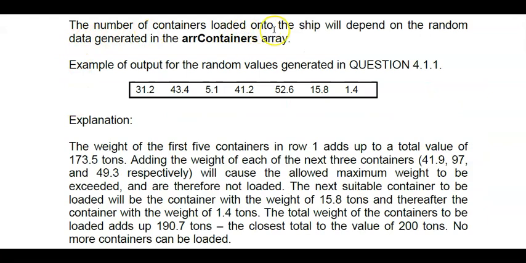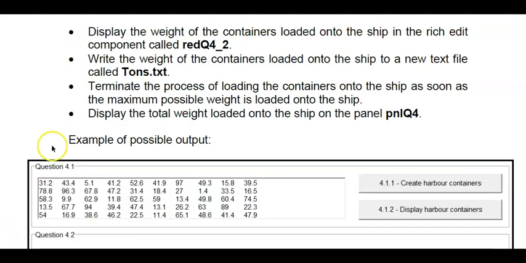The number of containers loaded onto the ship will depend on the random data generated. Remember, you are generating random numbers, so they won't look the same. The examples they used here, though, was from that array temp containers. So if you want to use that and replace it in your code to test that it's working properly, that's fine. Just remember to change it back before the end of the exam to array containers. And then they give you a long explanation here. That's basically what I showed you just now. They ask you to write code to display the weight of the containers onto the ship in a rich edit.